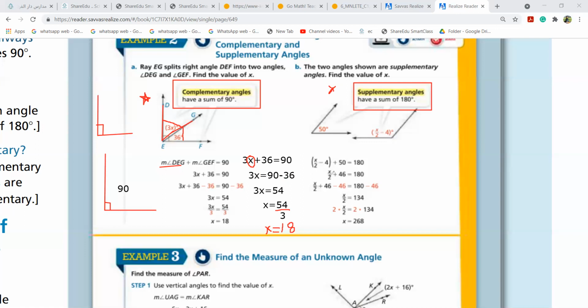The X mark here. If I add them, x over 2 plus 46, I get 180. So x over 2 plus 46 equals 180.